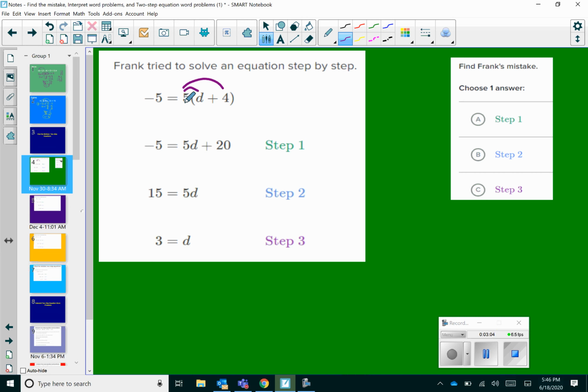So that's going to leave me with 5d plus 20 equals negative 5, so that's fine. At this step, we would eliminate our constant, and what we do on one side, we do to the other. Well, is negative 5 minus 20 going to give me a positive 15? No, it's going to give me a negative 25. So right away, I can see that step 2 is where my mistake is.